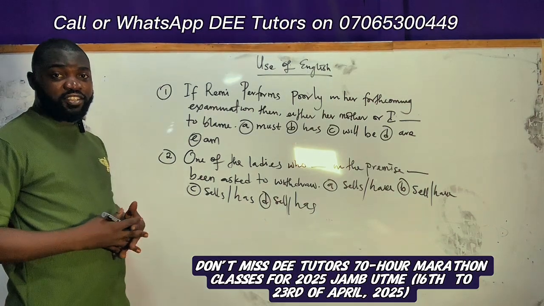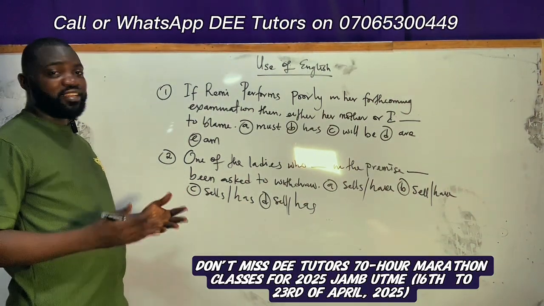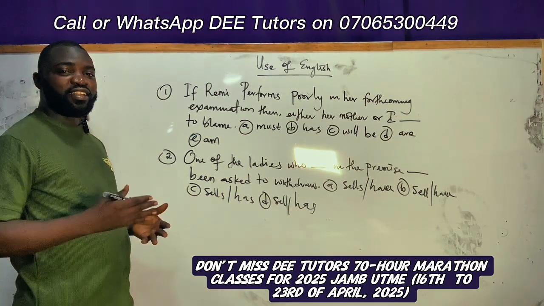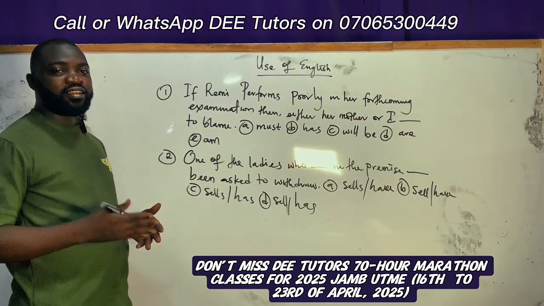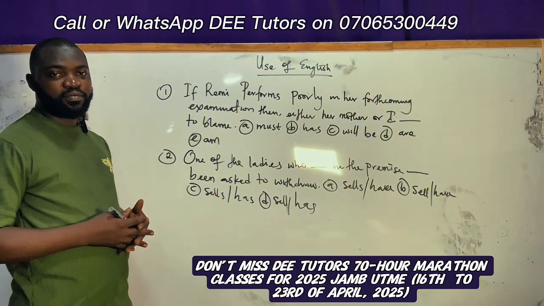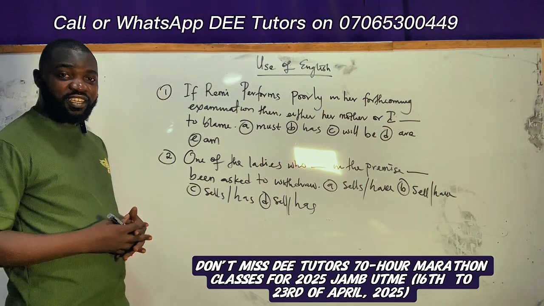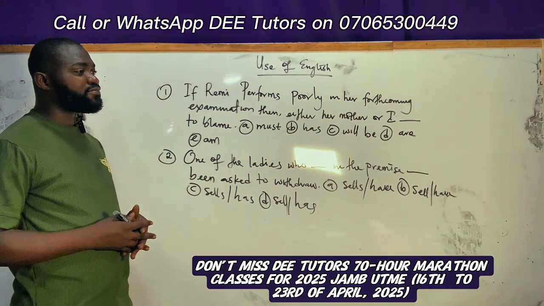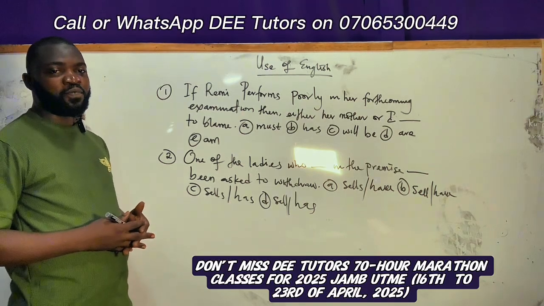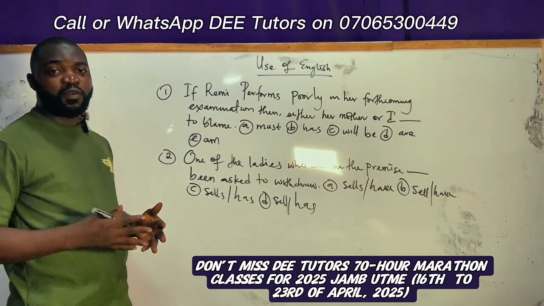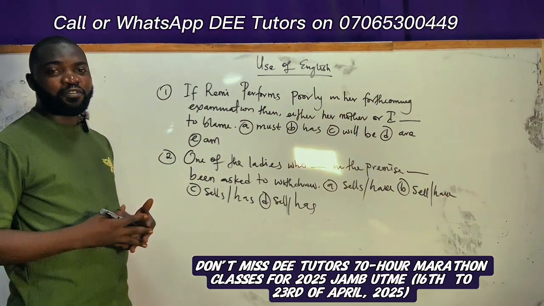In layman's terms, Concord basically means agreement. That is, agreement that exists between the subject of a sentence and its verb. And the basic rule of Concord states that a singular subject must be followed by a singular verb, and a plural subject must be followed by what? A plural verb.